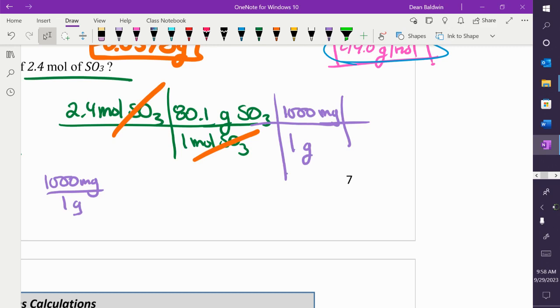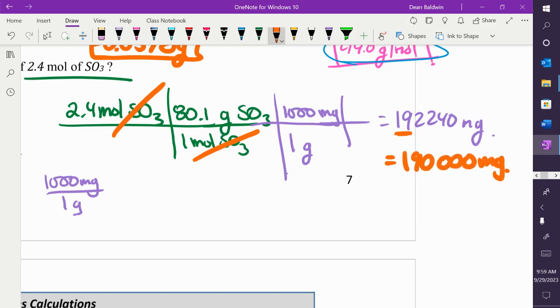I have no idea what the answer is. 190,000? That's a lot. Am I right? So we get 192,240 milligrams. Clearly, that has way too many sig figs. We need to have 2 sig figs. So you take the first 2, those ones. You look at the next number, which is a 2. Does that do anything? No.